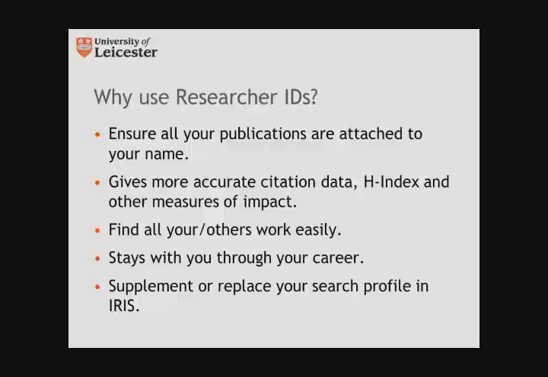This means that you can ensure all your publications are attached to your name, and that means that you get all of the credit for all of the times that your publications are cited, whereas if you were using different names in different publications, you may not be able to see all of your citations in one go. So a researcher ID gives you much more accurate citation data, which allows you to have a more accurate H-index and look at other measures of impact.